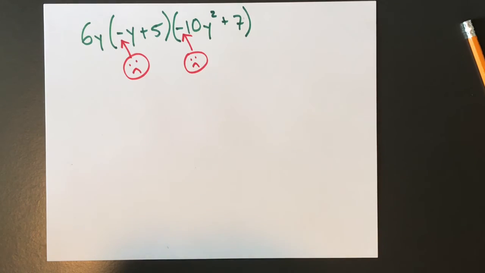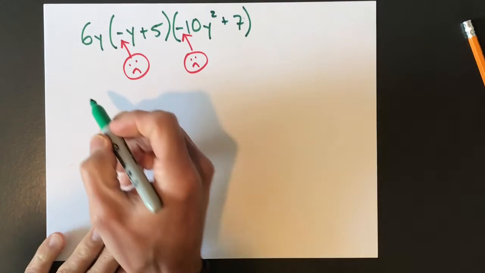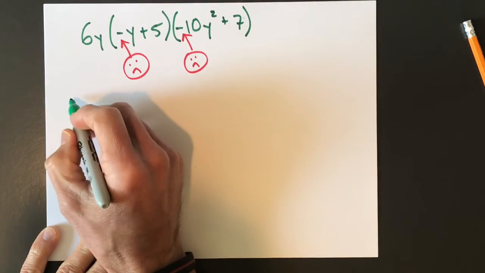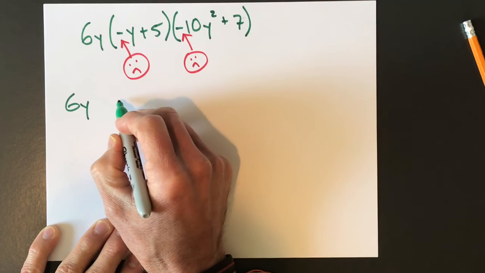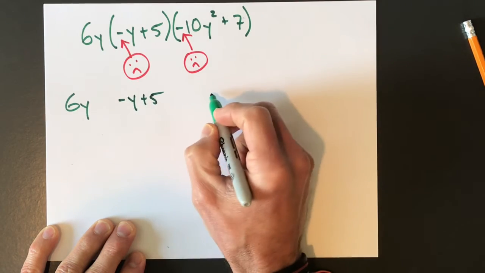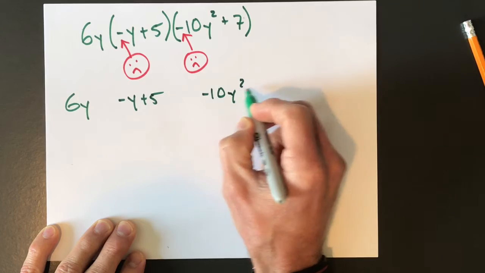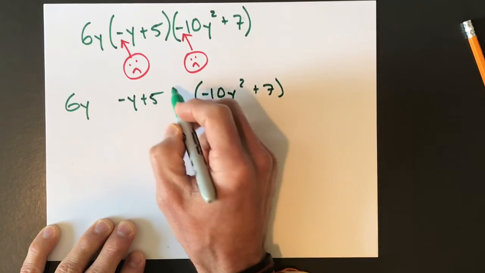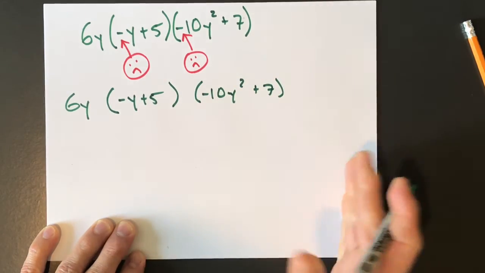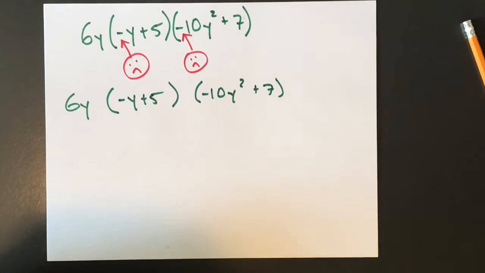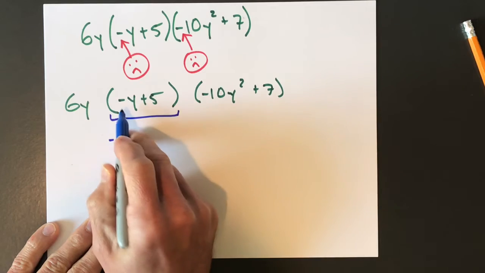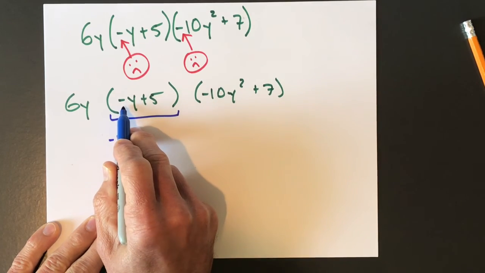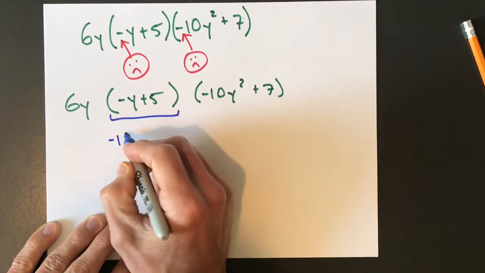The good news is you can avoid them really easily by just using some factoring. So check it out. I'm going to write this problem out with some space. There's my 6y. I'm going to write negative y plus 5, and I'm going to write negative 10y squared plus 7. I would not normally do this in a homework assignment, but I want some space in the video. This piece right here, I'm going to factor out a negative 1, because of that negative sign. I don't want it there, so I'm going to factor it out.